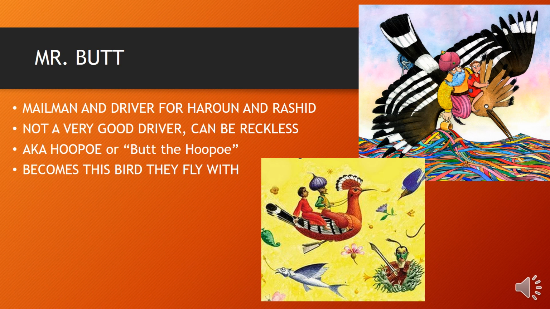And here's an example where some magical realism comes in. He's supposed to be just an ordinary mailman and bus driver, but he transforms into a bird that Haroun and Iff the Water Genie fly across different lands with. So you can see how you take something ordinary like a bus driver or a mailman, and then you turn them into a bird. That might be an example of magical realism.